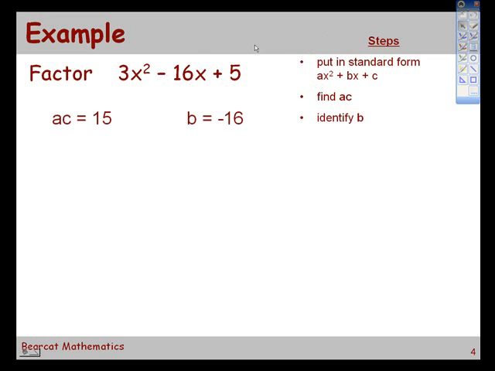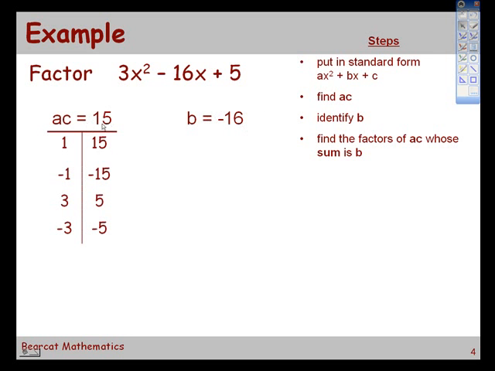Now comes the trickiest part of the whole thing. This is where we actually have to put out some effort. We have to try to find two numbers whose product is 15, and those same two numbers add up to negative 16. If we look at all the possibilities to get 15, I can use 1 and 15, negative 1 and negative 15, 3 and 5, or negative 3 and negative 5. Well, I see pretty quick that negative 1 and negative 15 also add up to negative 16. So those are the two values that I want to use.